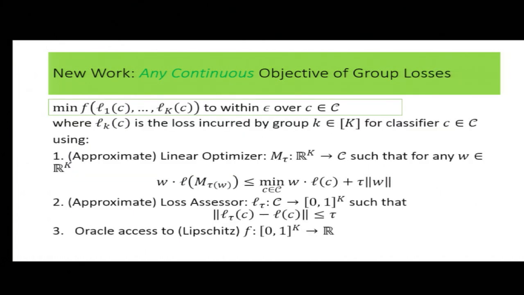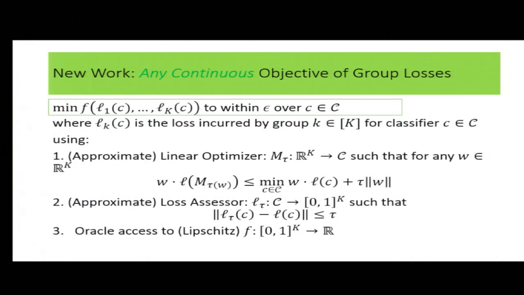All right, so formally, here's our function. And we're trying to minimize this function f, which could be non-convex, to within epsilon over the classifier set. And so L_k(c) represents the loss incurred by a group k. You can think of it that way. And now, what are we going to use? We're going to use an approximate linear optimizer, which is defined as follows. And then we're going to use a loss assessor.